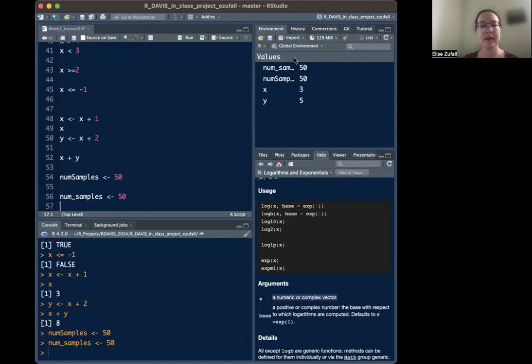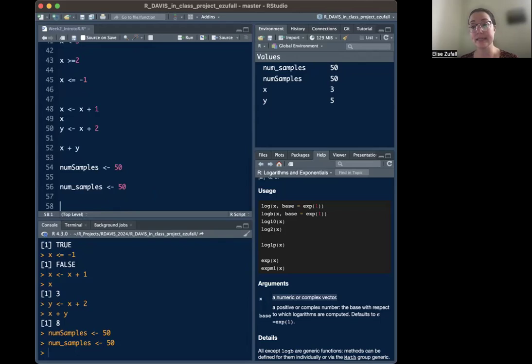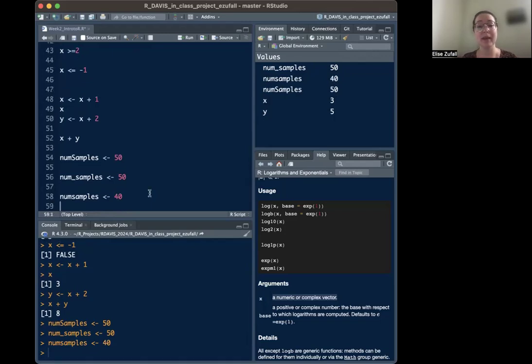Okay, so now we actually have 2 variables that have very similar names that are both equal to 50. And it's important to note that R is case sensitive. So you can get yourself into a lot of trouble. Let's say you accidentally name a variable called number of samples lowercase, and you think that you're changing your original variable, but actually now you just have a new variable that's 40 with num samples lowercase. That's different from the num samples uppercase that you just created. So R is case sensitive, so you have to be really careful with that.